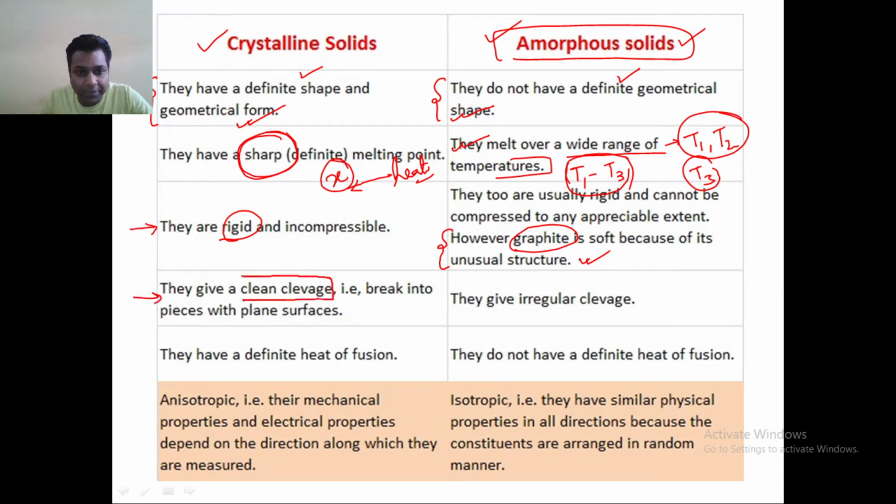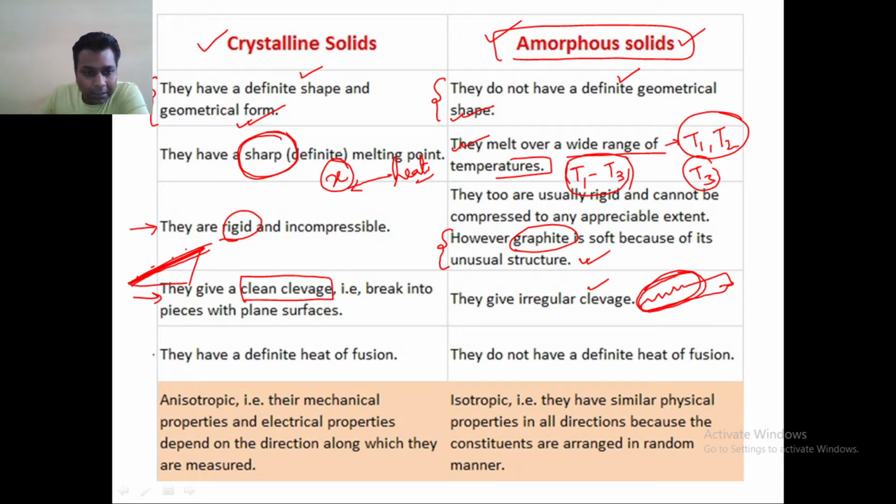Clean cleavage means that whenever you break a crystalline solid, you get a very plain surface, like this one. Whenever you break this, the surface will be very plain here. Whereas in the case of an amorphous solid, when you break it, you may get a surface like this one. But in a crystalline solid you will get a very straight line, or you can say a clean cleavage, a plain surface, whenever you break it.